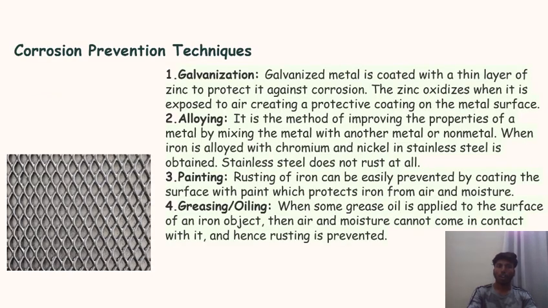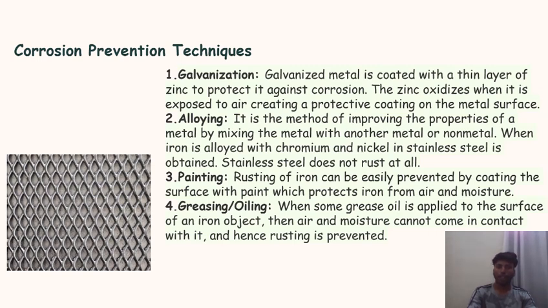Coming to now, corrosion prevention techniques. The corrosion prevention techniques consist of four types. Number one is galvanization. Galvanized metal is coated with a thin layer of zinc to protect it against corrosion. The zinc oxidizes when exposed to air, creating a protective coating on the metal surface. And number two is alloying. It's the method of improving the properties of a metal by mixing the metal with another metal or non-metal. When iron is alloyed with chromium and nickel, stainless steel is obtained. Stainless steel does not rust at all.